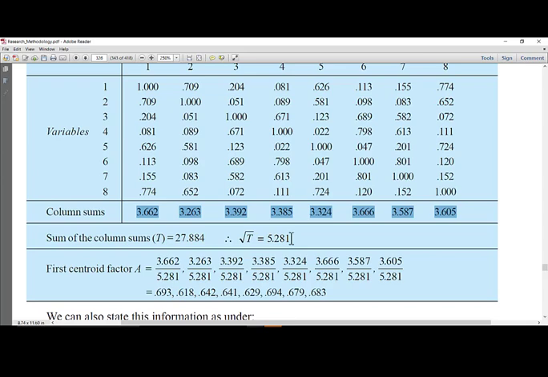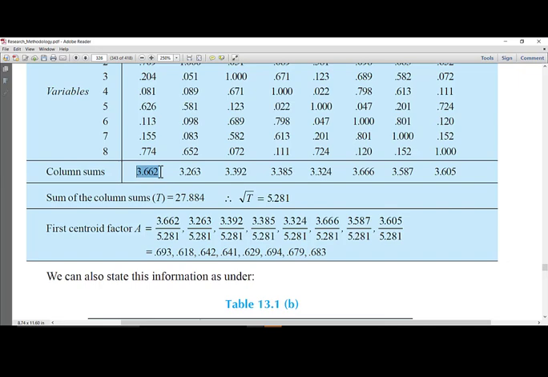Then first centroid factor A is calculated as this 3.662 divided by this 5.281. This is the first element of this first centroid factor A. Then the second is 3.263 by 5.281, then 3.392 by 5.281. So this way it is, and the last one is 3.605 by 5.281. So first centroid factor A is now 0.693, 0.618, 0.642, etc. The last one is 0.683. So this is the first centroid factor A considering the 8 variables.